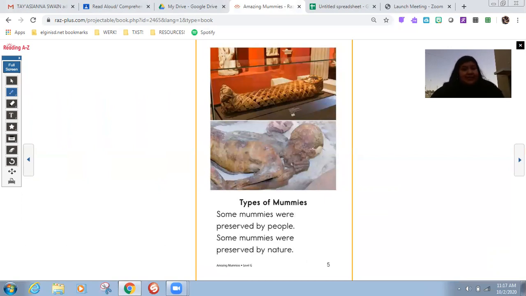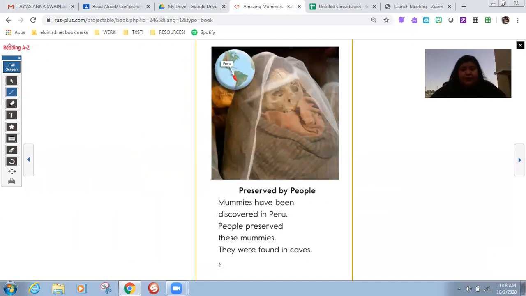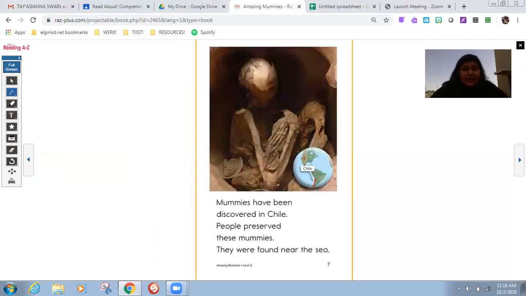Types of mummies. Ooh, that's another heading that we saw at the beginning of the book in the table of contents. I'm seeing two text features here. Some mummies were preserved by people. Some mummies were preserved by nature. Preserved by people. Mummies have been discovered in Peru. People preserved these mummies. They were found in caves. Mummies have been discovered in Chile. People preserved these mummies. They were found near the sea. Some of you who speak Spanish think maybe Chile is hot sauce, but no, Chile is a place, okay? So these are where mummies have been found.